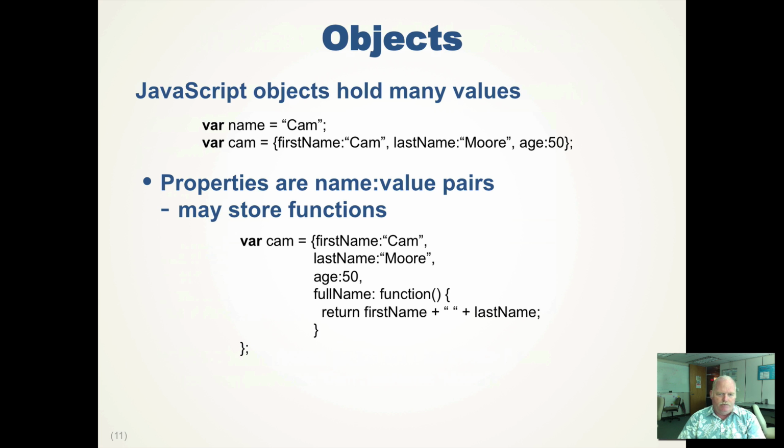Objects hold many values. I was talking about that before. They're basically properties. They're name value pairs, and properties can actually hold functions. So in the second object cam, we have a property first name, which is a string, last name, which is a string, a property age, which is a number, and then full name, which is a function, which will return the string, the concatenation of the first name plus a space plus the last name. So you can call the function on the variable cam.